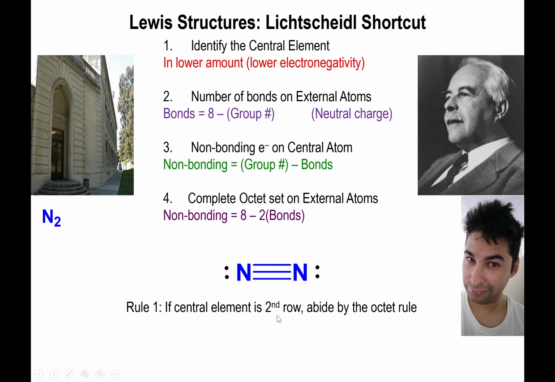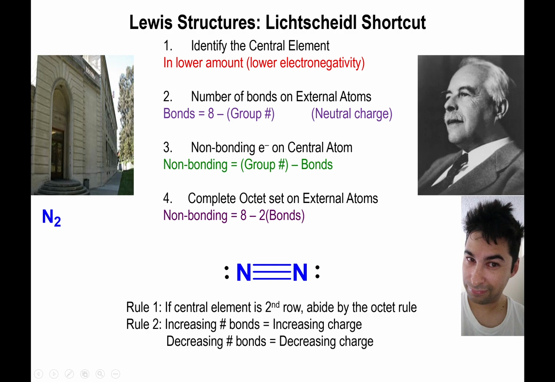First things first, if the central element is second row, meaning nitrogen, carbon, and oxygen, you have to abide by the octet rule. And now here's where I kind of sort of bypass the idea of using the formal charge formula. This you can only do if you're starting from scratch, but if you already have a Lewis structure drawn out for you, you have to use the full length of the formal charge formula in order to find out the charges.